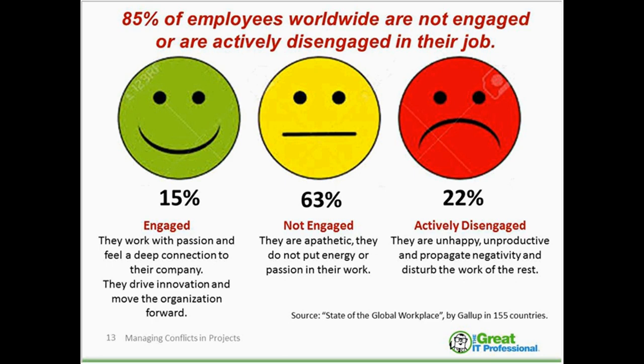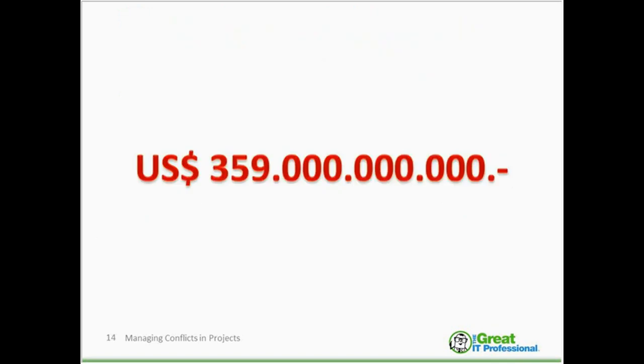The low percentage of engaged employees represents a barrier to creating high-performance cultures in teams around the world. But even worse, 22% are actively disengaged. They are unhappy, unproductive, and propagate negativity and disturb the work of the rest. And that means that this 22% is a source of conflict, not only in the workplace, of course, in projects too.